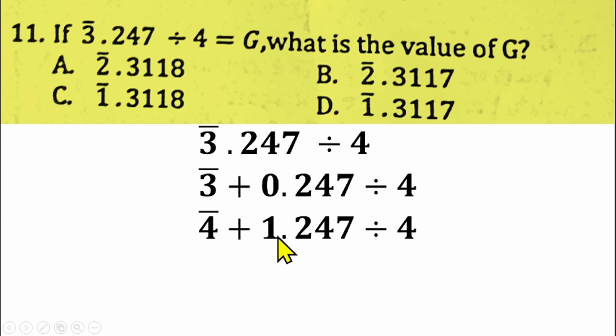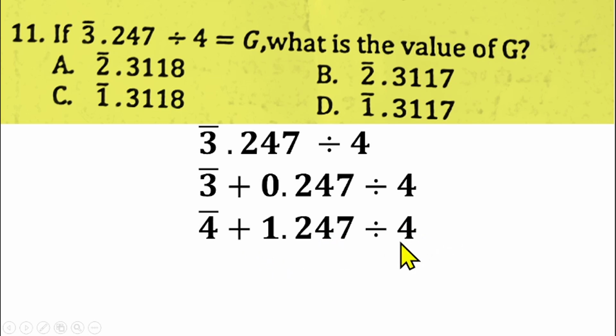Then plus, you can now divide this. 4 in 1 is 0, so you have 0. 4 in 12 will give us 3. Then 4 in 4 will give us 1. In 7 will give us 1 also.